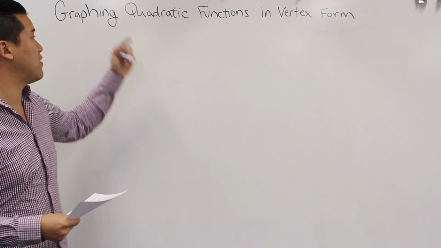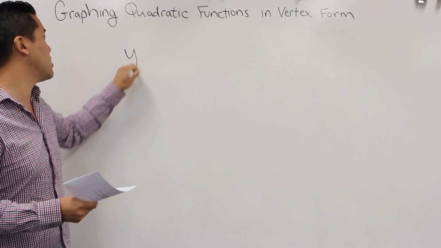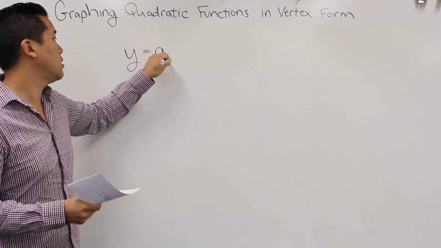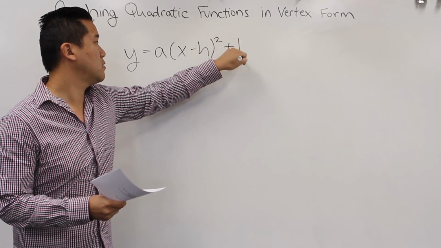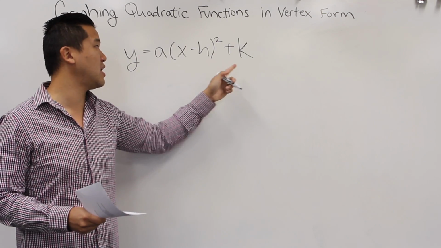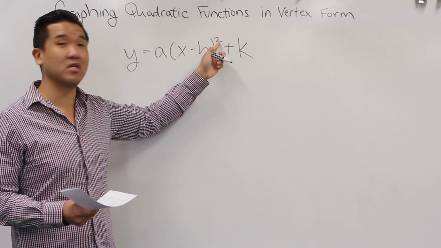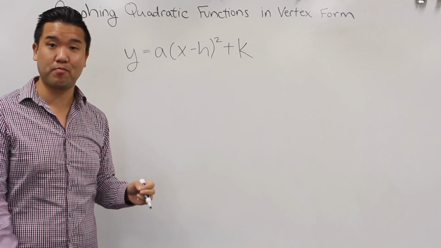Today we're going to talk about graphing quadratic functions in vertex form. So vertex form, how do we know it's vertex form? We're going to have to use this equation: y equals a(x minus h) squared plus k. We know it's quadratic because of the squared. a, h, and k actually represent parts on the graph.